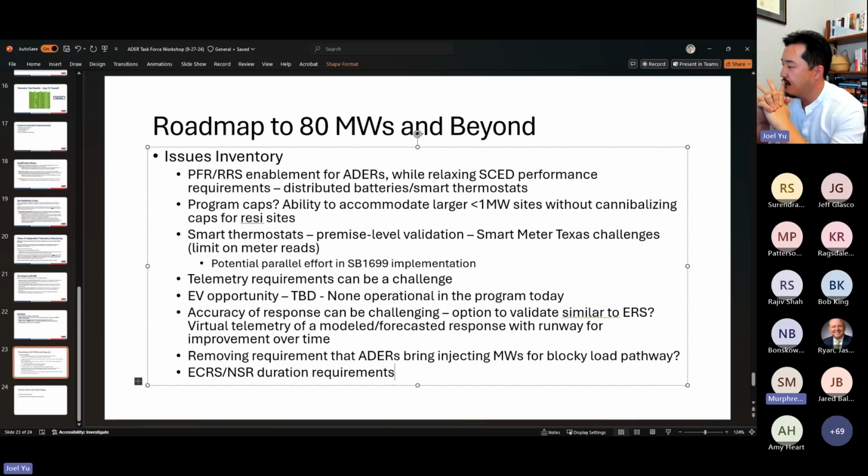All right, thanks, Rajiv. I guess that's not an ADR issue, though. No, not specifically to ADER, but it could potentially be a recommendation of this task force.